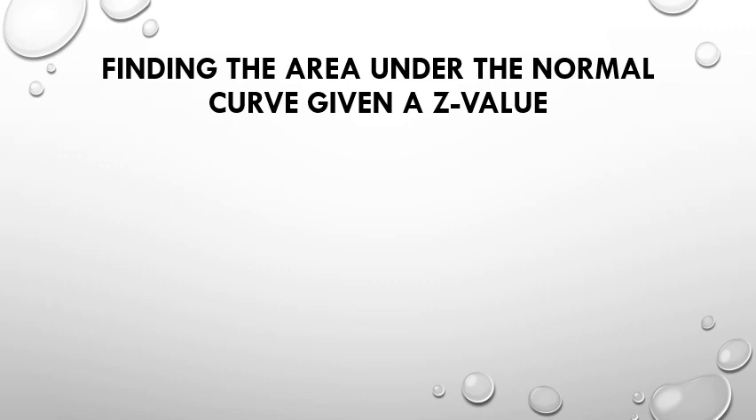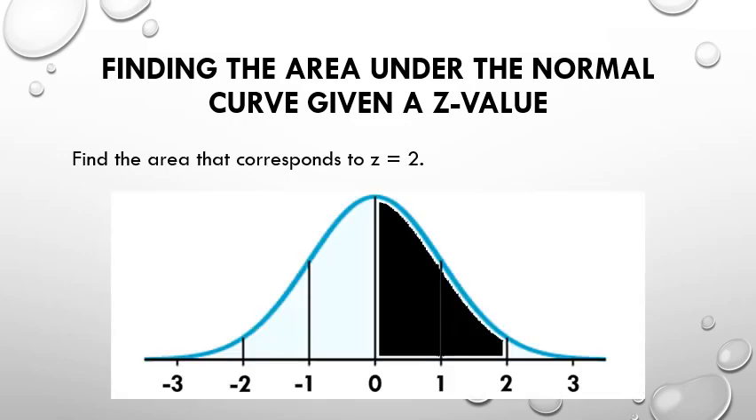So let us have an example on how to find the area under the normal curve given a Z value. So here's the first problem. Find the area that corresponds to Z equals 2. So, unsa man kaani nga area ang gipangita. So, here is the graph. So, we are going to find the area from the mean to 2 SD. So, pangitaon nato kanang black portion, pilay area ana niya.